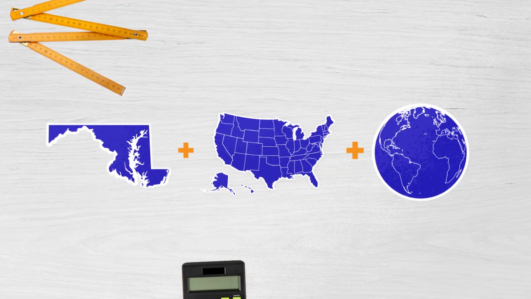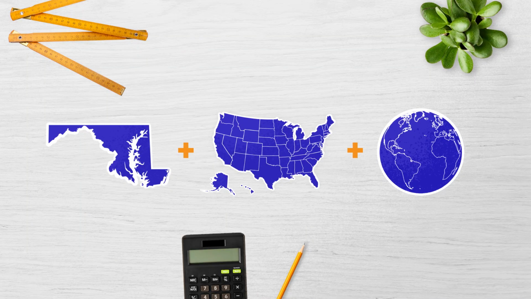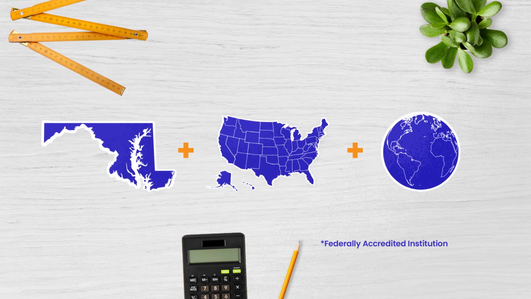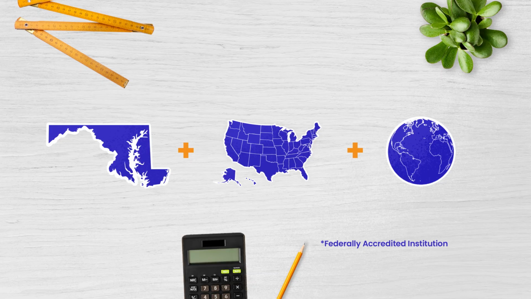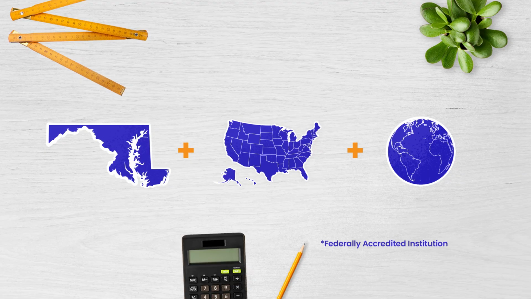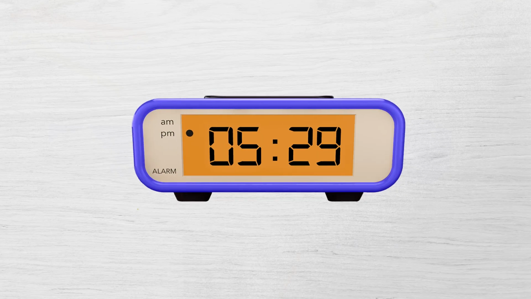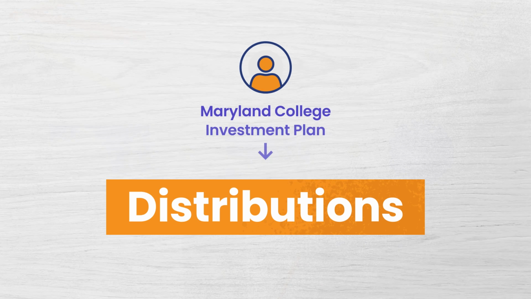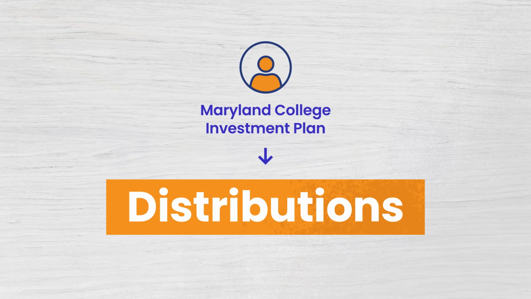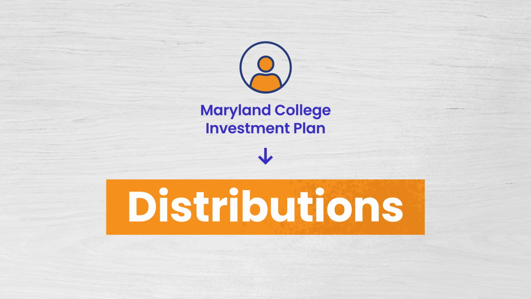Whether your child has chosen to attend a university or a trade school, locally or out of state, or is using their funds for another qualified education expense, the time has come for you to take a distribution from your Maryland College Investment Plan account. First, choose how you want the funds to be distributed.